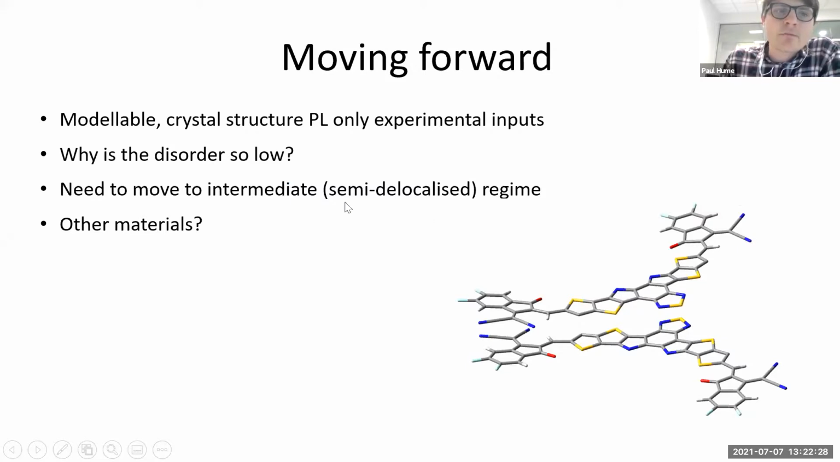So just to wrap up, the key takeaway is that exciton diffusion in these materials is modelable, and the crystal structure and the temperature-dependent photoluminescence are the only experimental inputs. And you don't even strictly need the PL, you can just treat the disorder as a variable parameter.